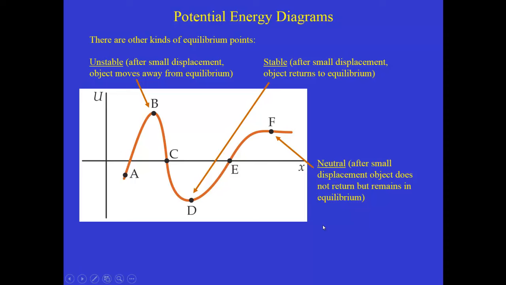So these are qualitative considerations that arise from the definition of force as minus the derivative of the potential energy function. And so you can get useful qualitative information about the motion of an object if you know what its potential energy graph looks like.